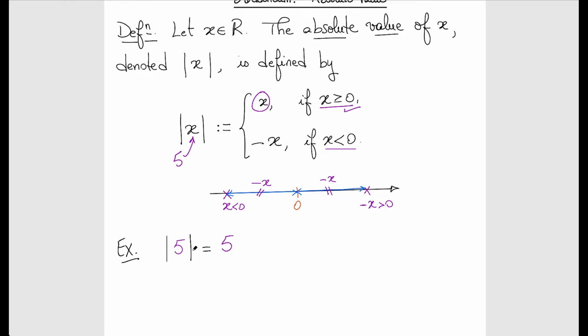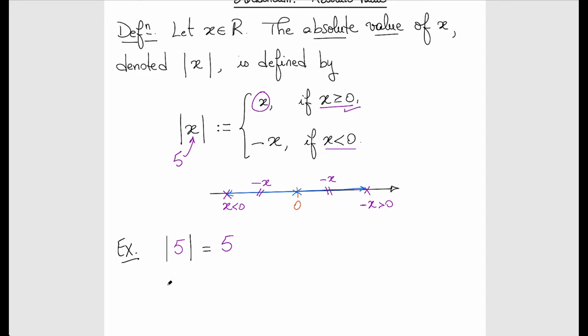Okay? So the absolute value function, technically in this case, when x is non-negative, does nothing. The output remains the input. The only time that the absolute value function does something to the input is when the input is negative. It multiplies it by -1 or takes the opposite of it. Okay, let's take another example.